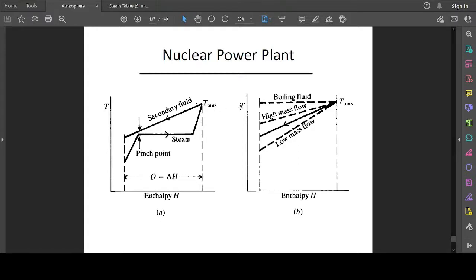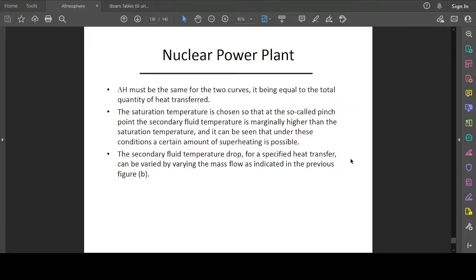Okay, and we can also redraw this on a different diagram to highlight the temperature marks for the boiling fluid, the high mass flow, and the low mass flow. So the change in enthalpy must be the same for the two curves, being equal to the total quantity of heat transferred. The saturation temperature is chosen so that at the so-called pinch point, the secondary fluid temperature is marginally higher than the saturation temperature. So it can be seen that under this condition, a certain amount of superheating is possible.